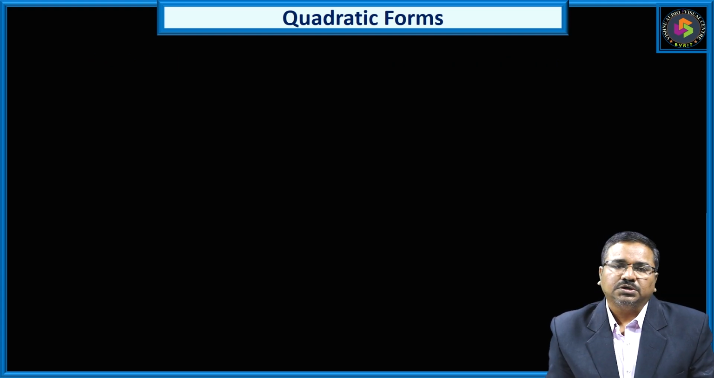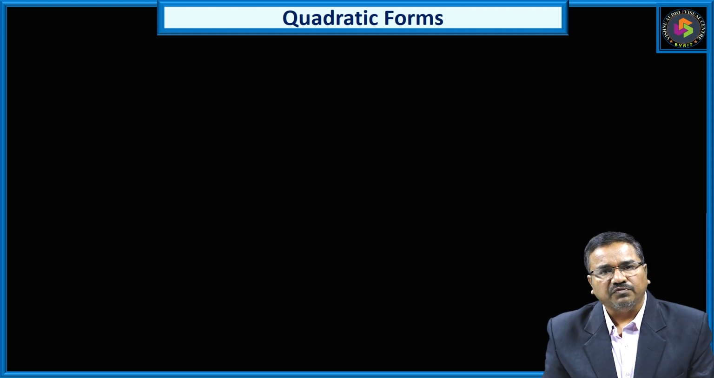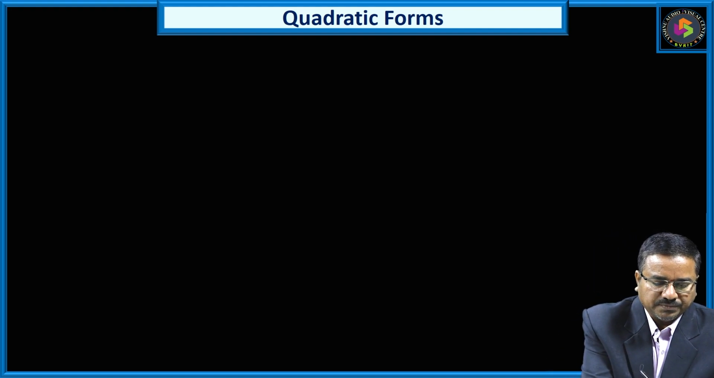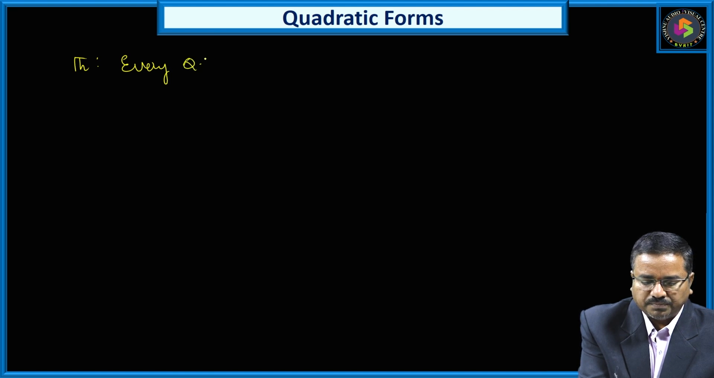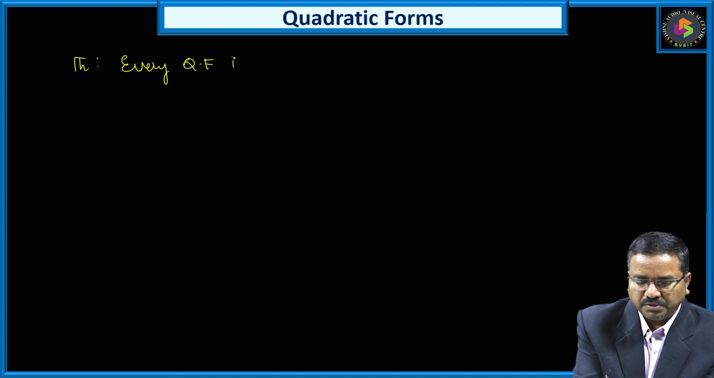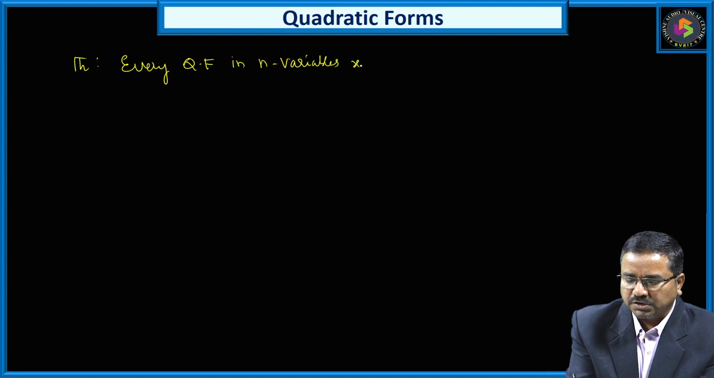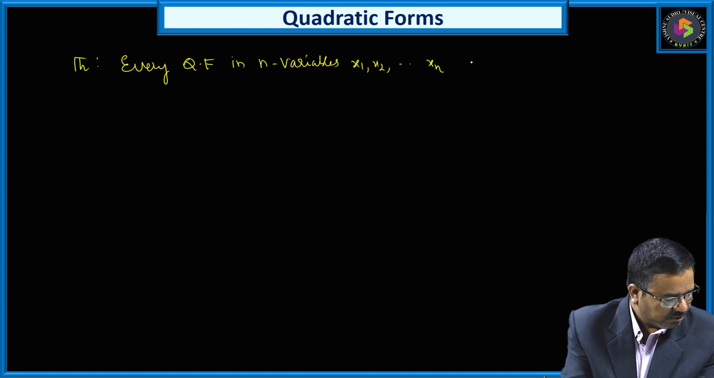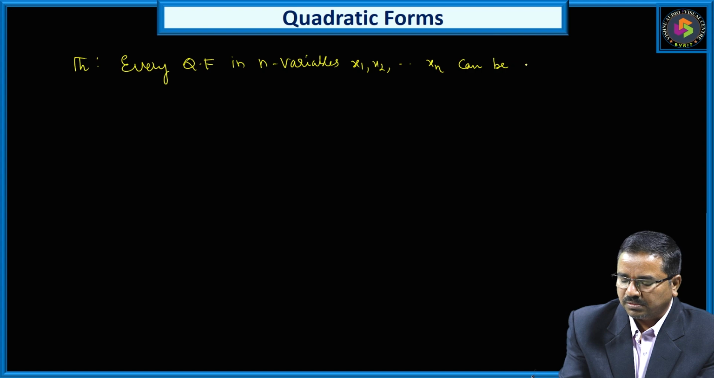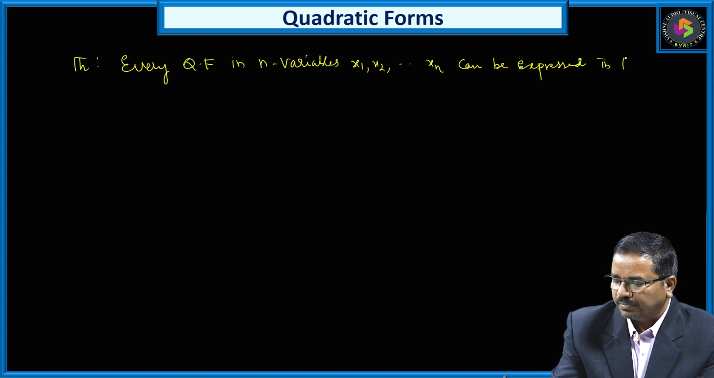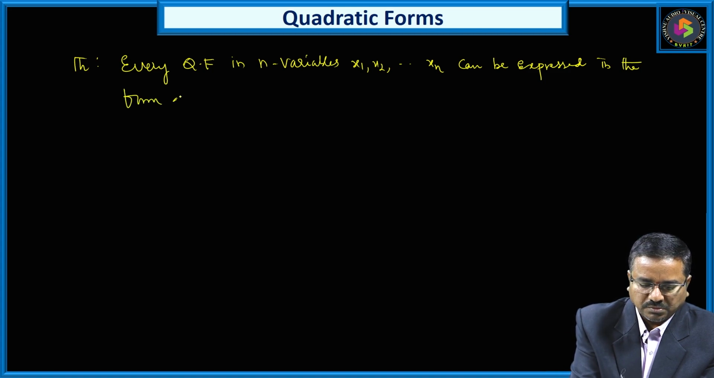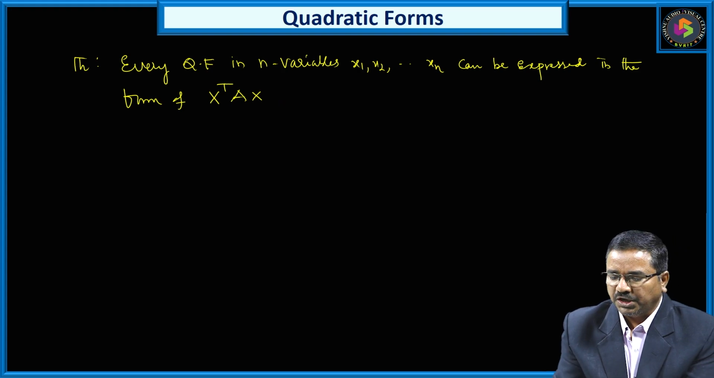So next, we have one important theorem regarding quadratic forms. Every quadratic form we can express in matrix form. Then how is that theorem? Every quadratic form in n variables, say x1, x2, ..., xn, can be expressed in the form of x transpose A x. So every quadratic form in n variables we can express in matrix form.